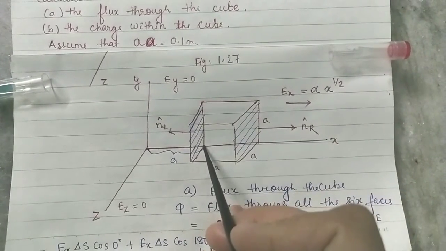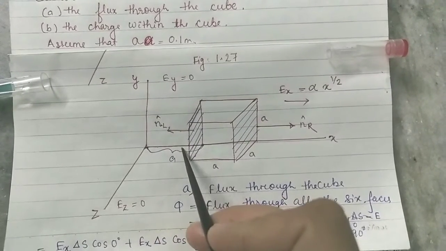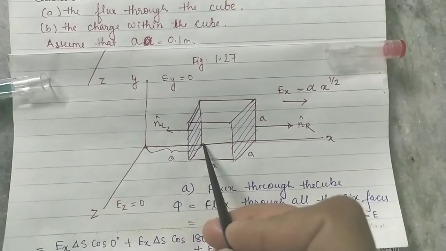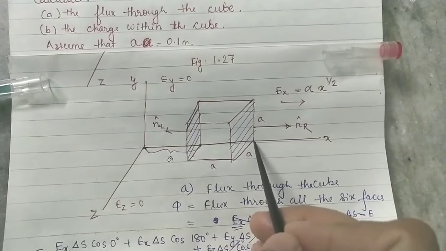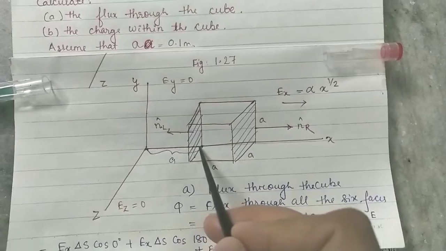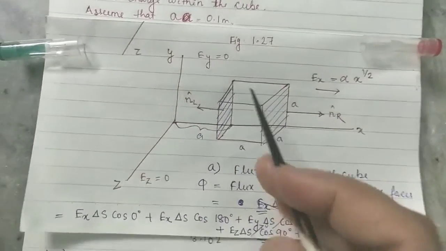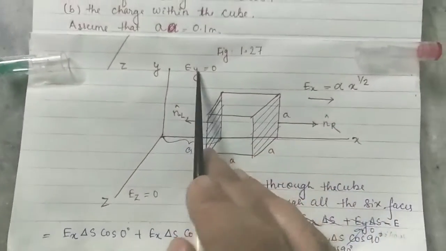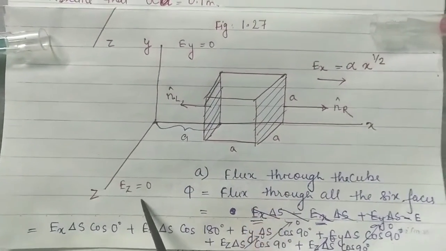If we take a point here, what is the distance from the origin to this point? It is a. So the electric field at this point will be alpha times a to the power 1 by 2, and at this other point, see the distance from the origin, it is a plus a, that is 2a. Okay, and Ey equal to 0, it is already given in the question. Ez is also equal to 0.